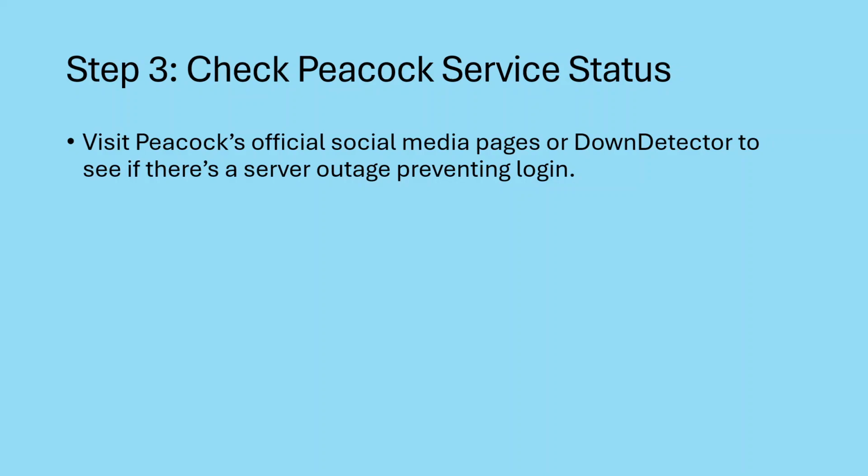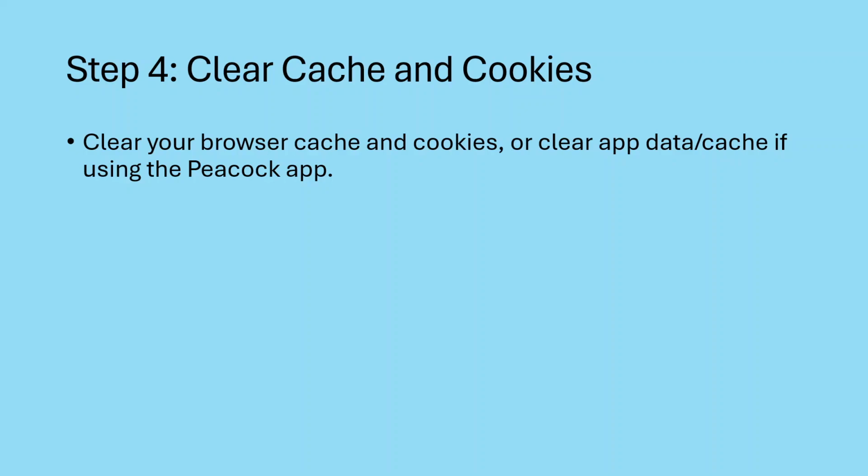Step 3. Peacock service status. Visit Peacock's official social media pages or Down Detector to see if there's a service outage preventing logging in. Step 4. Clear cache and cookies. Clear your browser cache and cookies, or clear app data and cache if using the Peacock app.